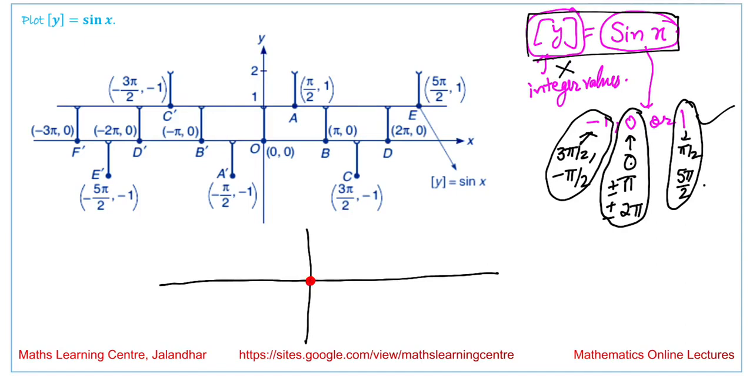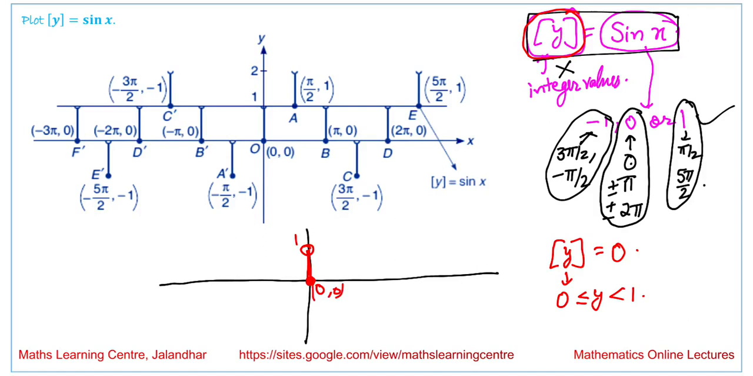Now we are talking about the greatest integer of y over here. We are interested in those values of y for which the greatest integer of y is 0. It means y belongs to 0 ≤ y < 1. So this is the portion we are showing over here. This is the value 0, this is the value 1, this is the point (0, 0).